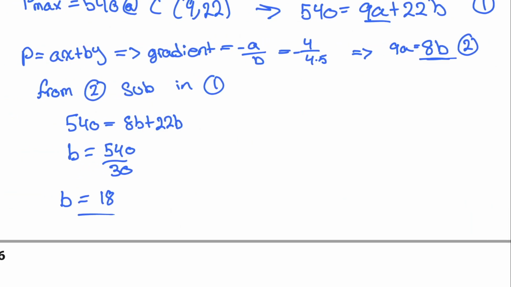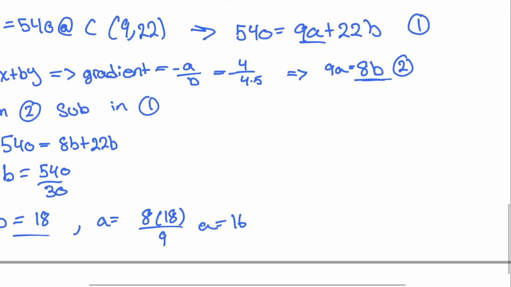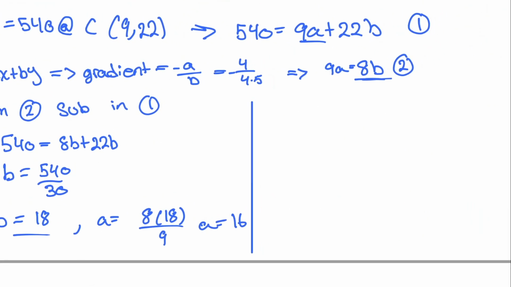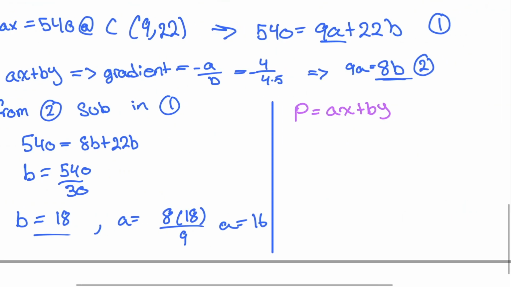Now we can sub this 18 inside the second equation. So we could say that A is equal to 8 times 18 divided by 9. That's basically 8 times 2. So that means A is equal to 16. Now we can sub this inside our objective function, P equals AX plus BY. Or actually, we can sub this inside our P minimum.